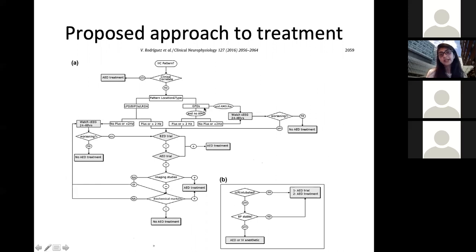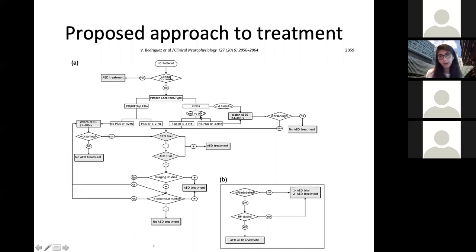So for generalized periodic discharges, the first question is, is there an associated severe metabolic derangement? Is the patient uremic? Are they hyponatremic? Is there a BUN of 100? Are they septic? Trying to understand whether there are major metabolic derangements. And if there are, and it's a low frequency pattern, it's not evolving, it's not fluctuating, it's not high prevalence, it's reasonable to watch and wait again. And if there's worsening, then we can consider treatment.